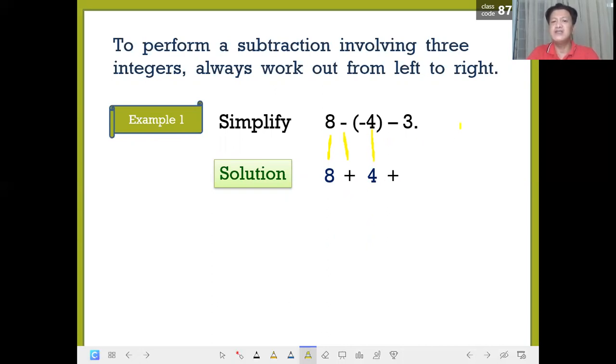And also change the operation. Minus ulit yan, magiging plus siya. And also change the sign of the subtrahend. Since positive yan, magiging negative. And proceed to addition rule.